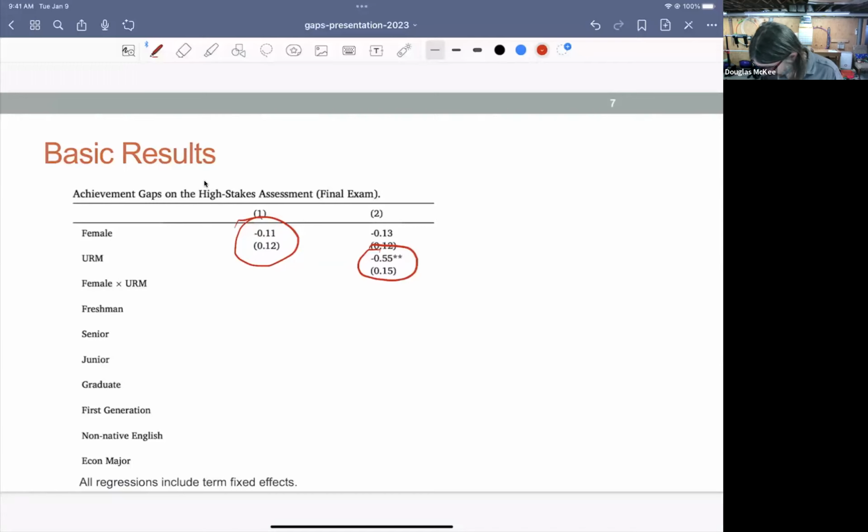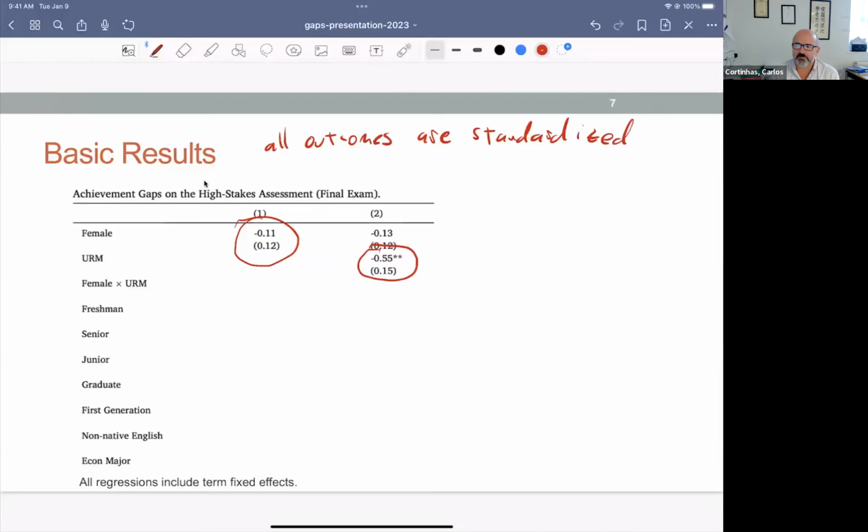The other thing I didn't say here is all of our outcomes are standardized. So everything we're looking at here is in terms of standard deviations. And so we're looking at URM students being half a standard deviation below, which is not great. It's not great at all.